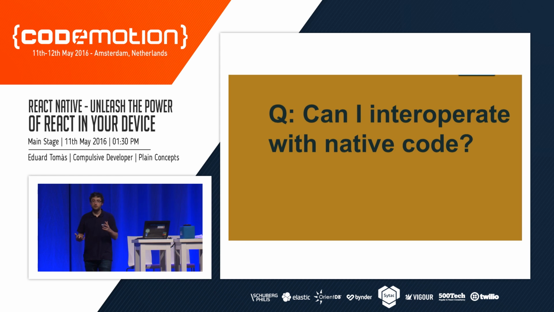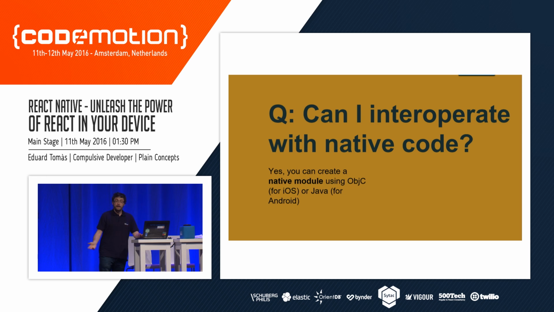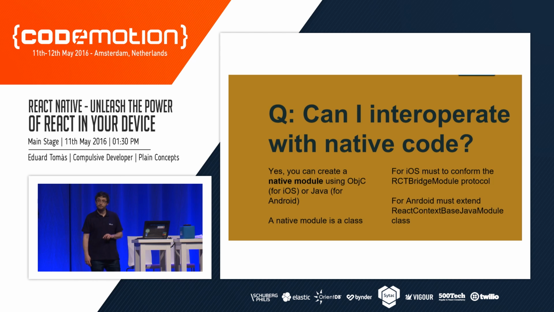And a typical question when we reach this point is, can I interoperate with native code? Yes, you can create a native module, which is the way that we can extend React Native. So if we need to do something using a pure native API, we can do that. We can get Android Studio, we can get Xcode, and we can create a class which needs to conform to a specific protocol on iOS and needs to extend a specific class in Android, and then automatically React Native is able to invoke this native code. So we can extend React Native with native code if we need so.